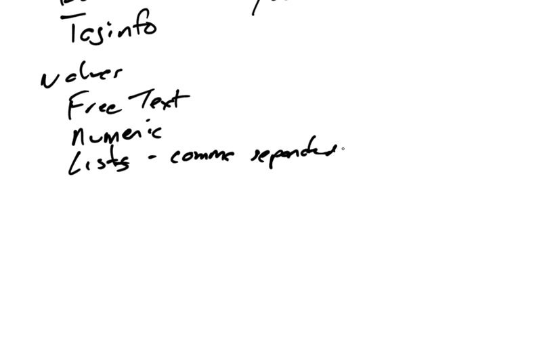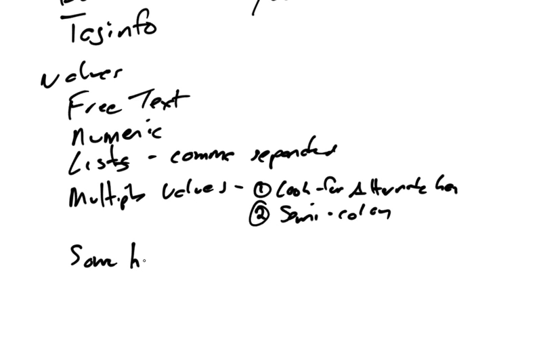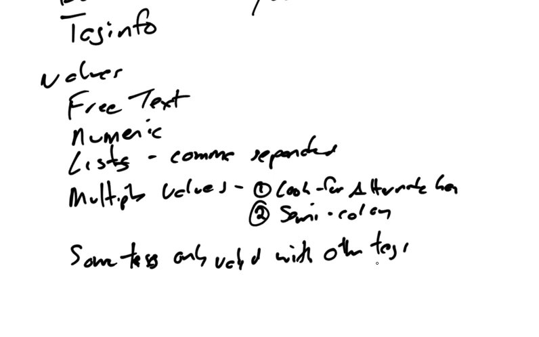When we don't have lists and we have to put in multiple values, we first look for an alternate key. And then second, we can use semicolons. And we have some keys, some tags actually, only valid with other tags. And we've gone over where to look for new tags.